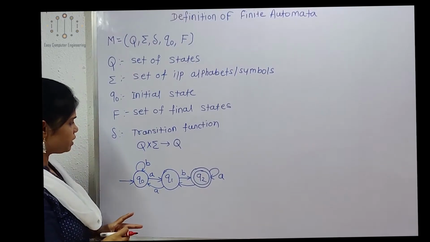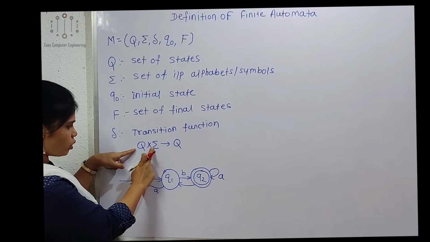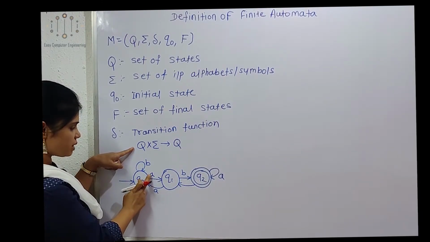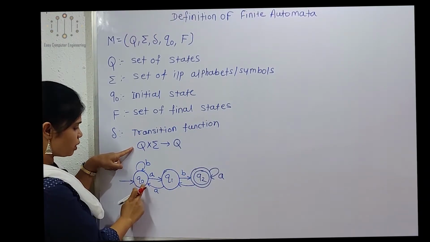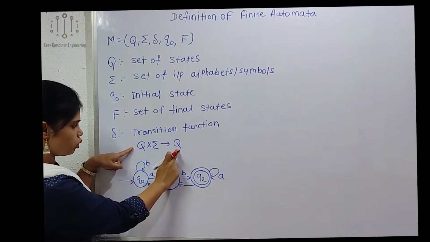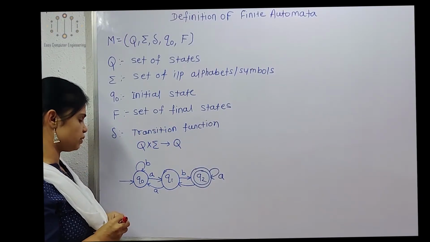So what is the meaning of this? Q is the state, from Q0, on sigma, meaning the input alphabet. Here for this DFA, small a and small b are the input alphabet. It means from Q0 on input A, we are moving to Q1. So this is the representation of delta, the transition function.